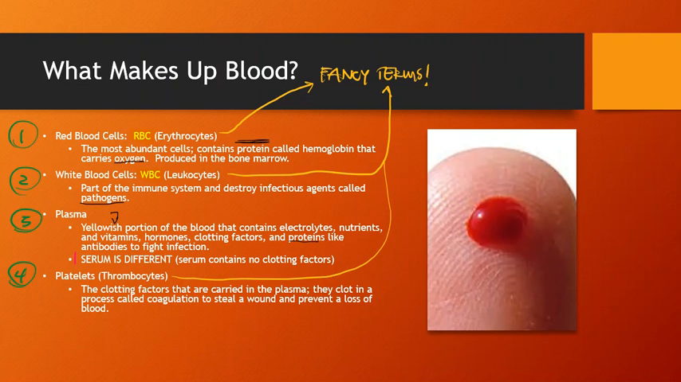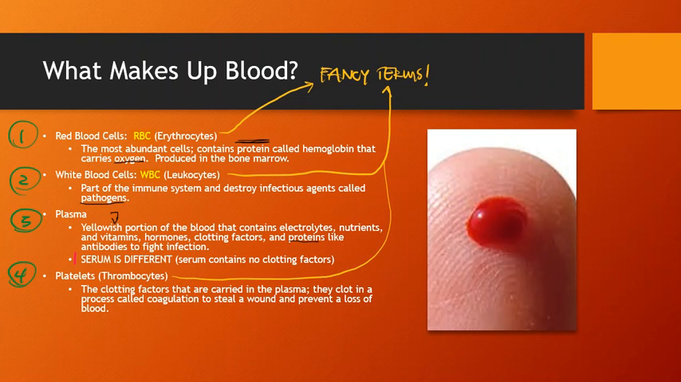And then finally down here at number 4, we see this platelet term. And we call those thrombocytes. These are the specific clotting factors that are carried in the plasma. They coagulate. They clump together. And it basically seals a wound, not steals a wound like you're seeing here on the screen. That should be seal a wound and prevent the loss of blood.